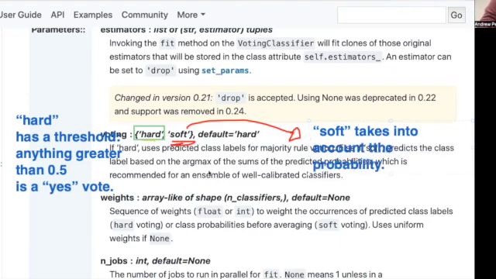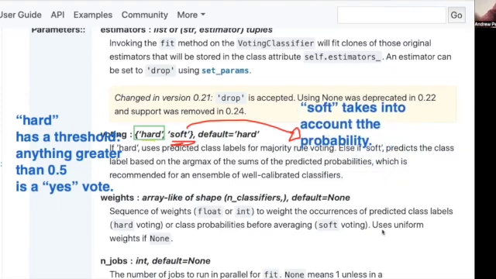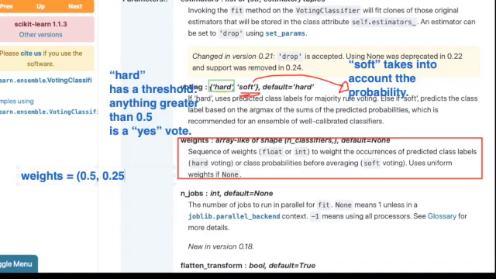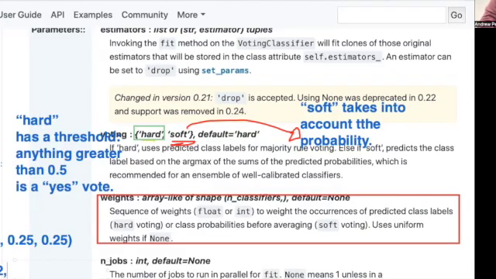And another thing that you can do is, instead of just giving everyone one vote or giving everyone equal input into the argmax function, you can set weights. If you had three classifiers, instead of equally weighting them, you could put in weights equals something like 0.5, 0.25, 0.25, or you could also do it as ints. You could do weights equals 2, 1, 1. Also search over hard and soft. This is where the jobs come into play.